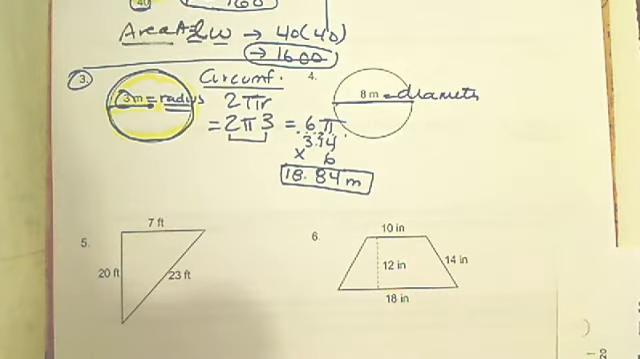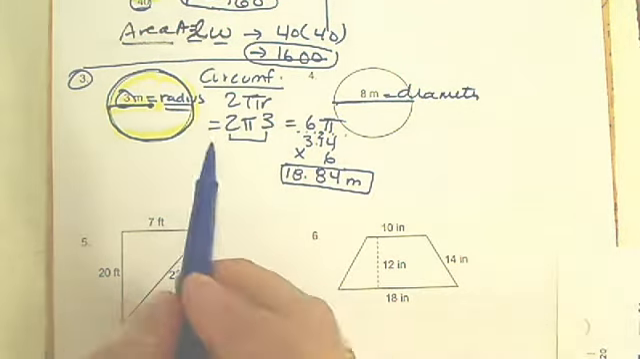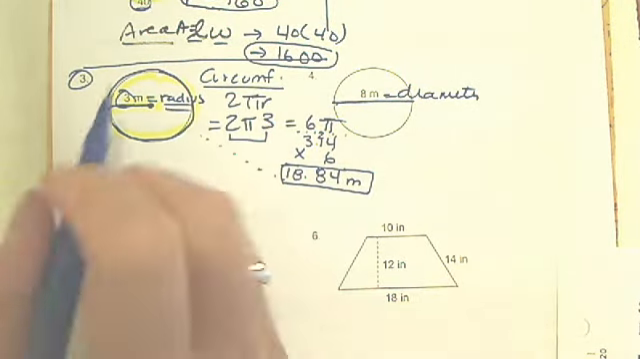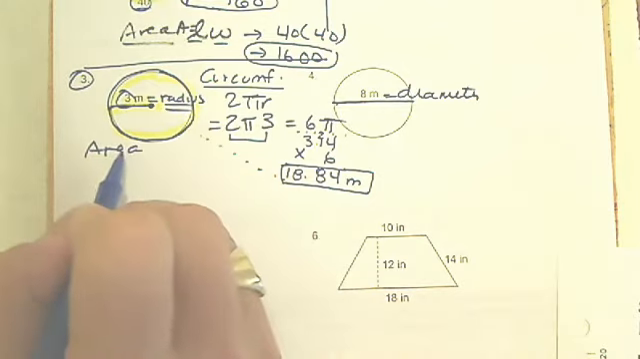Circumference is not squared. Perimeter is not squared. It's not squared because you're not finding the area of the inside. You're not multiplying. You're just kind of adding if you think about it, right? So circumference versus the area.